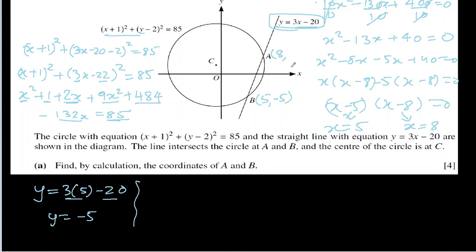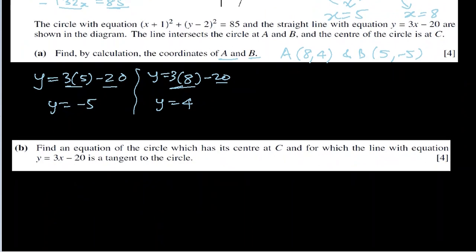What about the y coordinate of this second one? y equals 3 times 8 minus 20, which is 24 minus 20, positive 4. Perfect. Right? The question was, find by calculation the coordinates of A and B. So the coordinates of A are (8, 4) and B is (5, minus 5). There is another part of this.